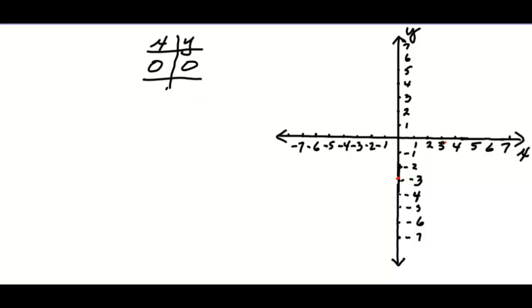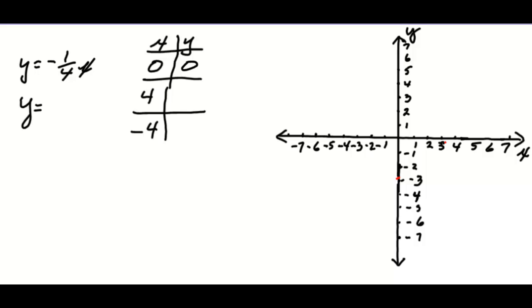What I would suggest in this particular case is, since this is the fraction 1/4, I would use 4, and then I'd use negative 4. Because I know if I multiply 4 by 1/4, I'll get the whole number. So if I take y equals negative 1/4 x, and I use y equals negative 1/4 times 4 over 1, then these cancel out, and I get y equals negative 1.